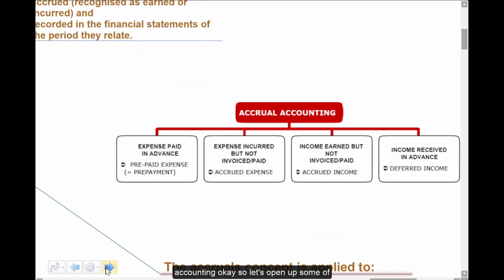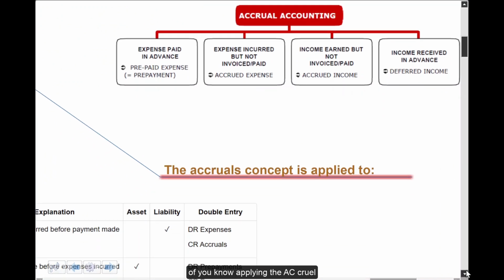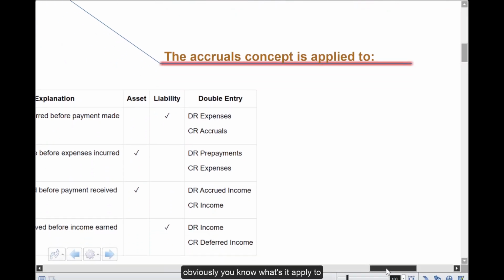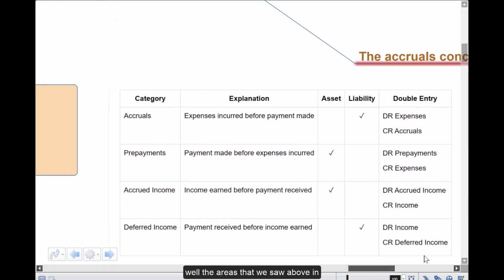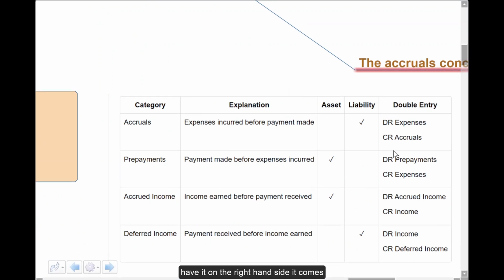So let's open up some of these areas a little bit more. In terms of applying the accrual concept, I'll just show you the diagram. I'm sure you've seen this already, obviously. What's it applied to? Well, the areas that we saw above. In terms of the double entry, we have it on the right-hand side. I'll come to that in a second. But those are the four areas that we've just walked through. And indeed, these are the explanations.